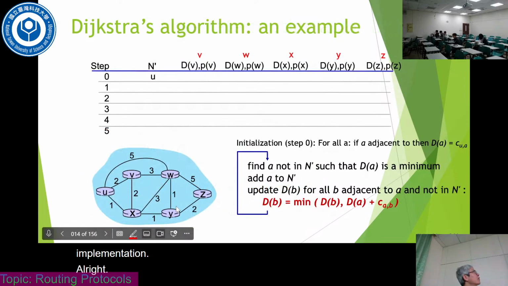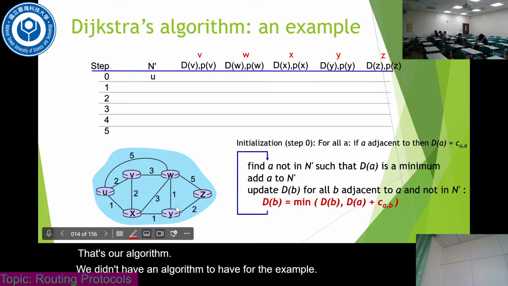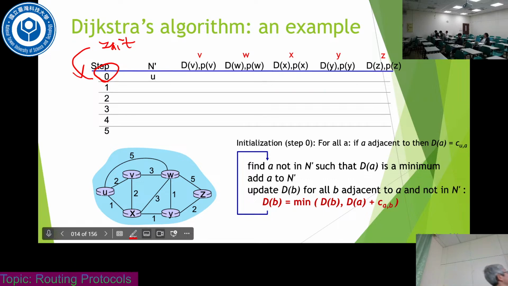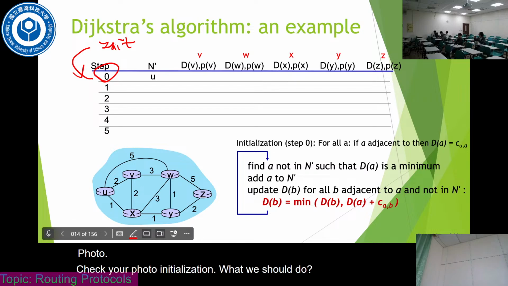So let us have the example. That's our algorithm. We implement the algorithm to have the example. Step 0, initialization. Step 0, initialization. So check your photo. Initialization, what should we do?